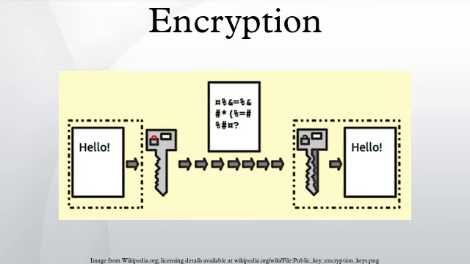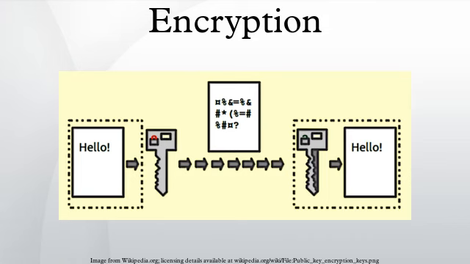In cryptography, encryption is the process of encoding messages or information in such a way that only authorized parties can read it. Encryption does not of itself prevent interception, but denies the message content to the interceptor. In an encryption scheme, the message or information, referred to as plaintext, is encrypted using an encryption algorithm, generating ciphertext that can only be read if decrypted.